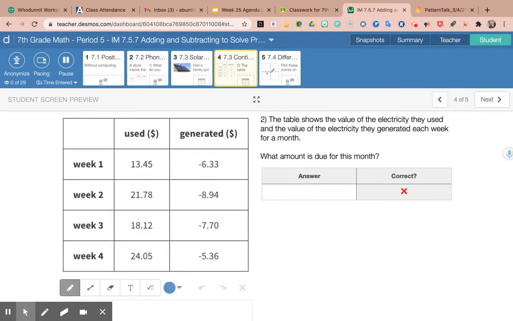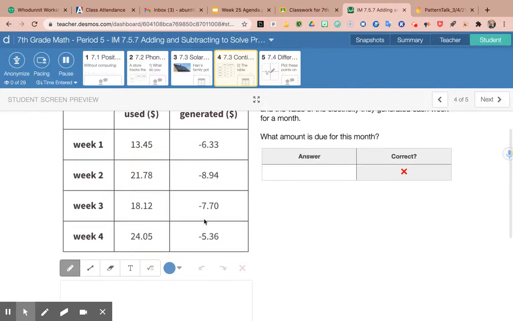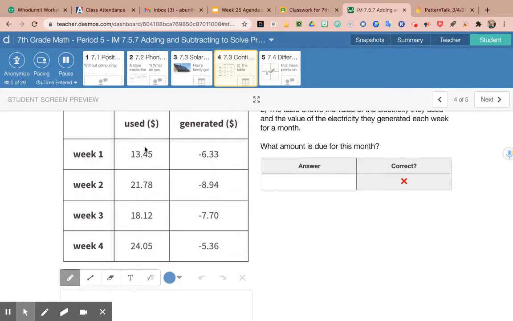On to number 4. This is a continuation of the electricity. It says the table shows the value of the electricity they used and the value of the electricity they generated. So generated is their credit, so it's negative. Used is their bill, so positive. What is the amount due for the month? They give you each week, and they want to know the amount for the whole month, so the total.